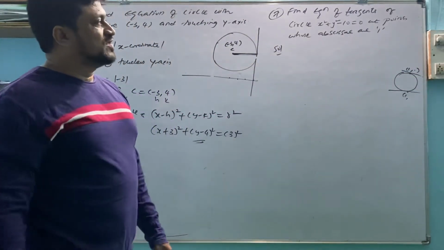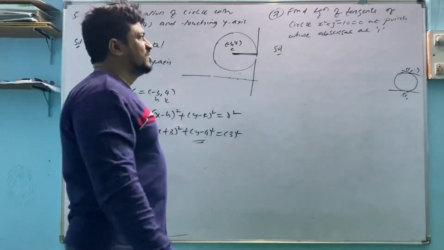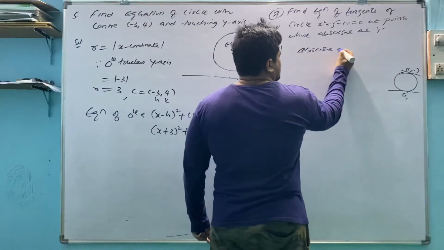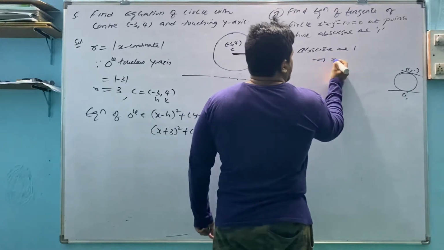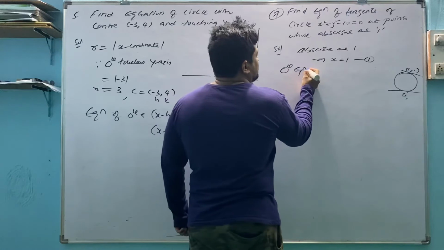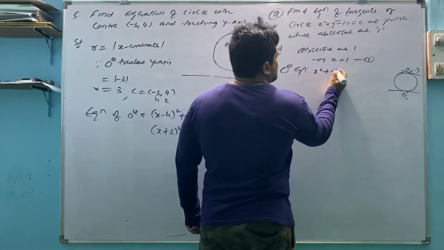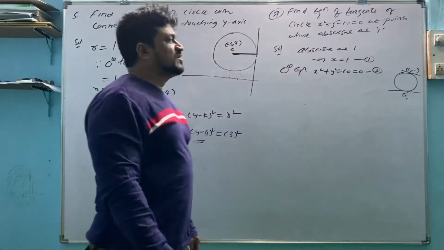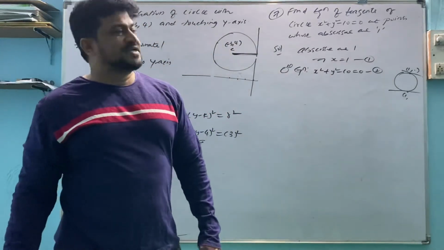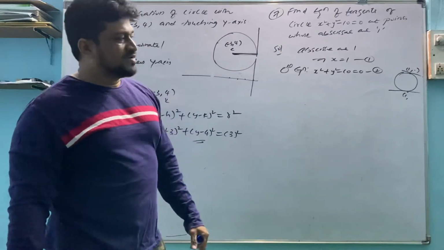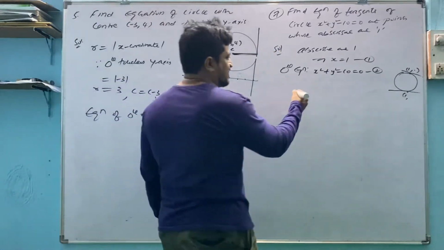So what do we have to do when such a question is given to you? Abscissa means what you have to write? x equals 1. Equation 1. Circle equation we have to write next: x square plus y square minus 10 equal to 0. One more question is there in which they have given the ordinate as some value, 9, 3, anything. So that time y equals 1 or y equals whatever number is given.